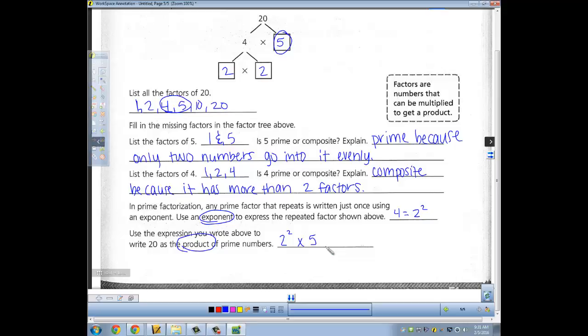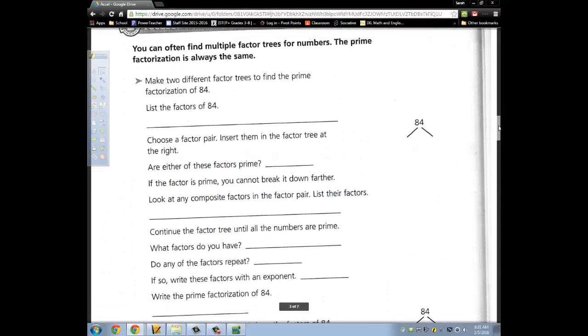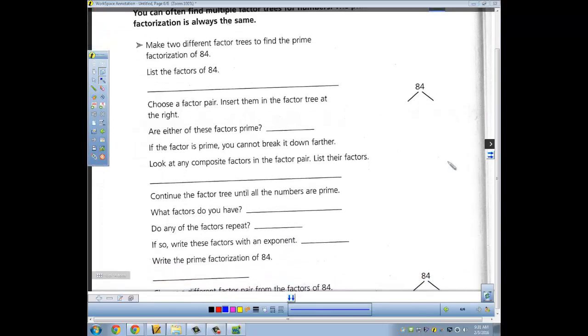Okay, you should be on page 52 now. It says you can often find multiple factor trees for numbers. The prime factorization will still be the same. So we're going to make 2 different factor trees to find the prime factorization of 84. So first they want me to list the factors of 84. The factors of 84 are 1, 2, 3, 4, 6, 7, 12, 14, 21, 28, 42, and 84.